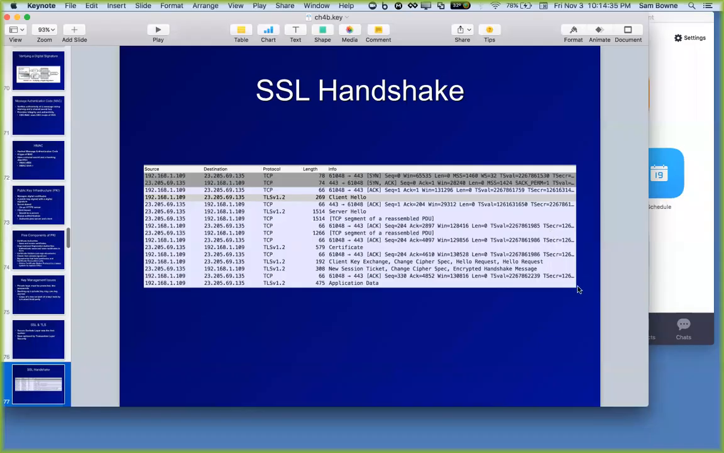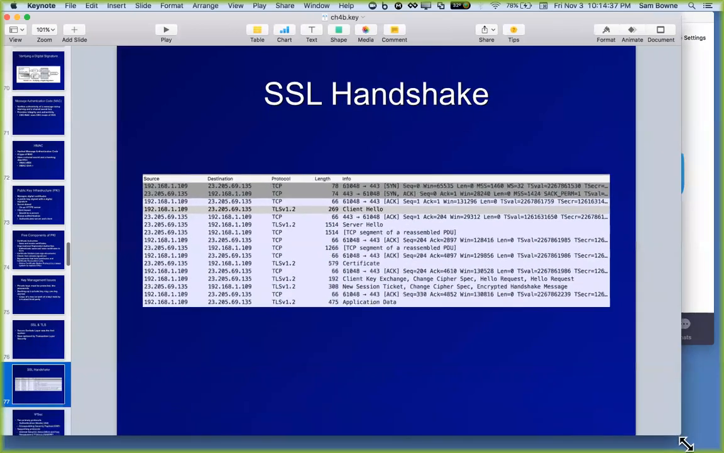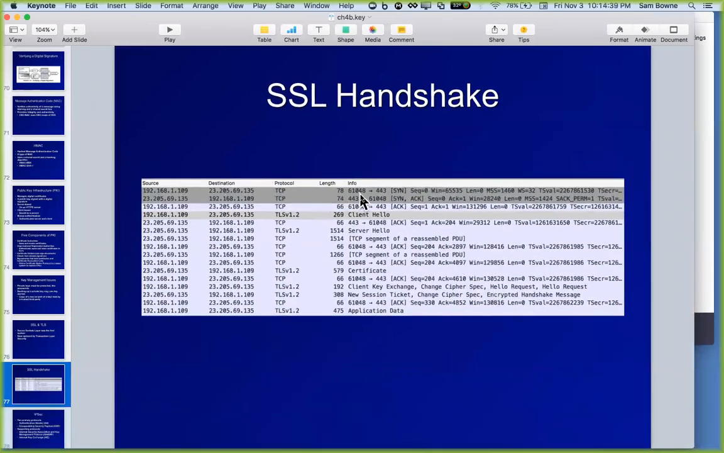Let me get it set up so I can point to things here. This is a Wireshark trace. So if I connect to a secure server, the first thing that happens is my browser chooses a high local port, like 61,048 here, and then it sends a SYN up to the server on port 443. The server replies with SYN ACK, and I reply with ACK. That completes the TCP handshake, so we can now send data back and forth. There is, however, no encryption on that data, so now we have to have another exchange.